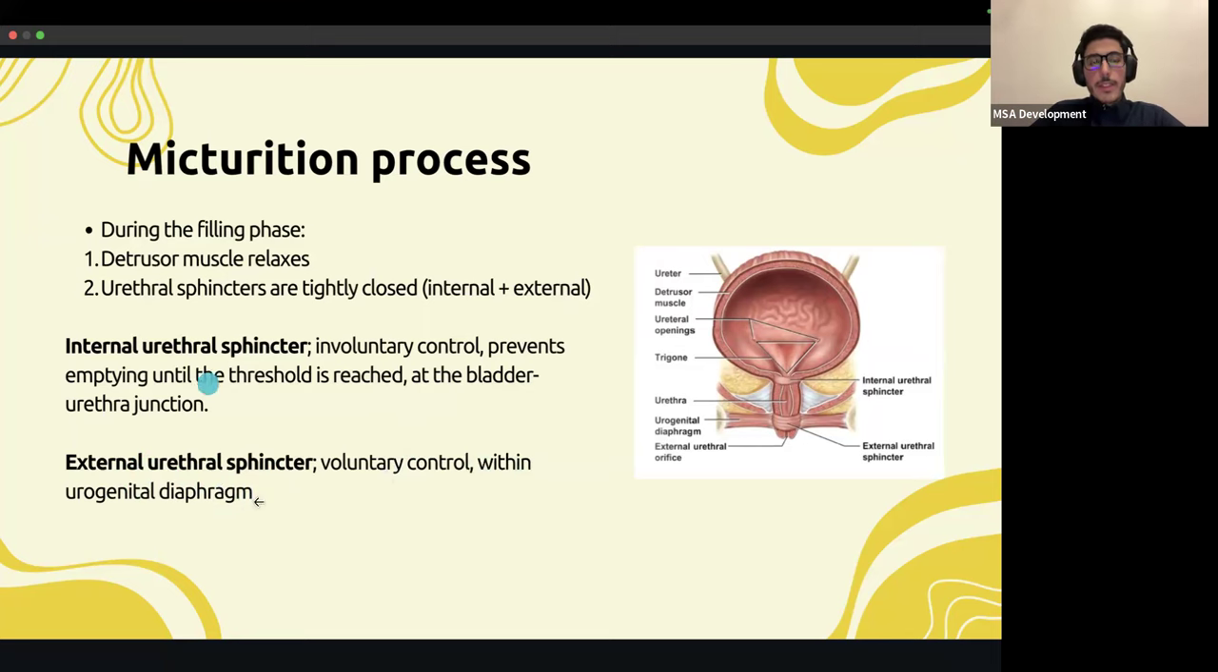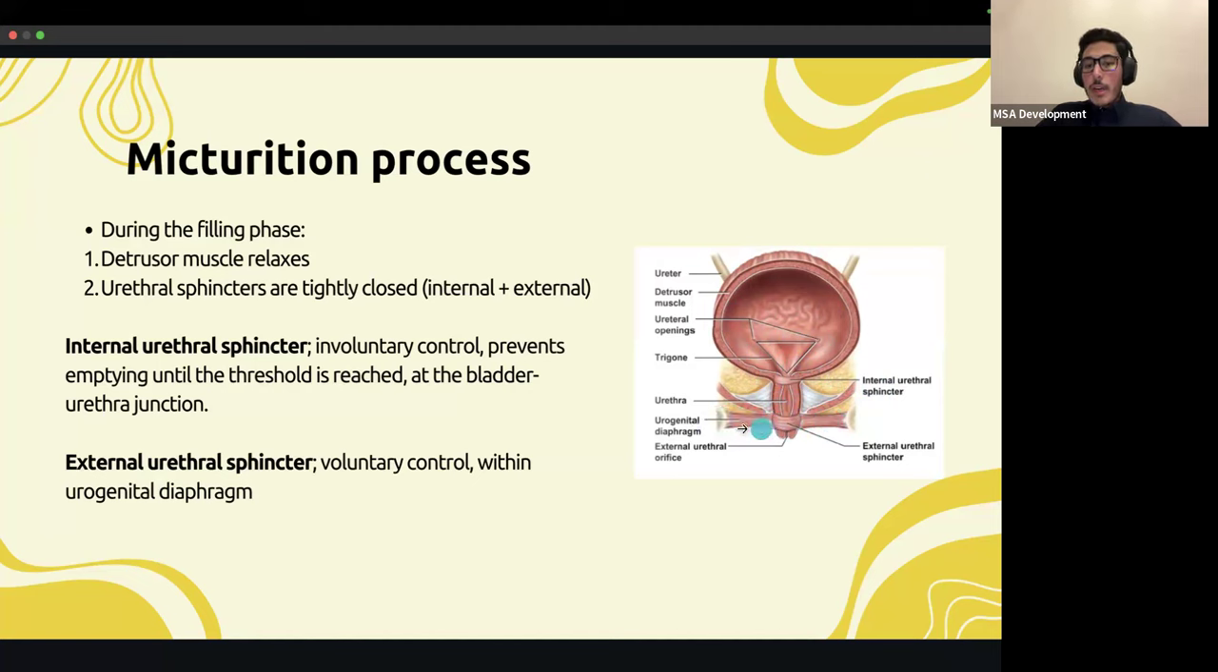And also regarding their locations, the internal urethral sphincter, as shown in the picture to the right, lies between the bladder body and the bladder neck, where there's a junction. At this junction, we have the internal urethral sphincter, which is a smooth muscle, and it has involuntary control. Whereas a bit below, because there's a small distance between them, because this is a female bladder, you can see that the external urethral sphincter lies in the urogenital diaphragm.